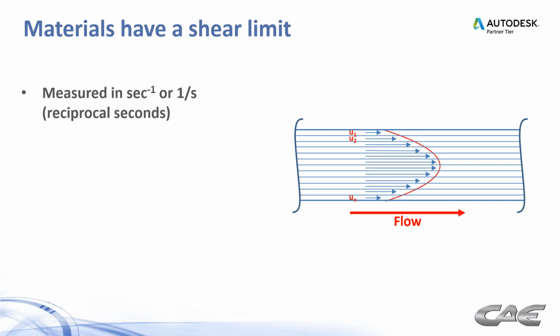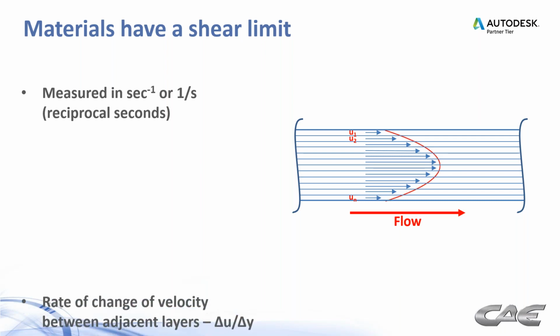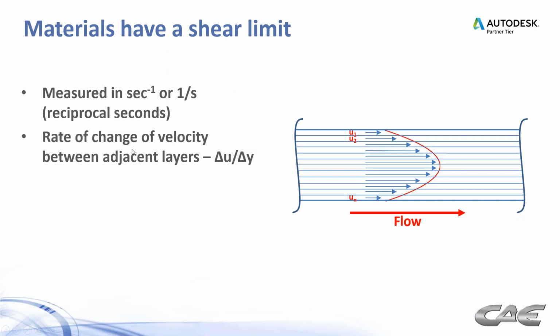Okay, so shearing is measured in reciprocal seconds. Kind of a funny name, but if you do the math, it's basically a velocity divided by a distance. So the distance units cancel and you're left with reciprocal seconds. So it's the rate of change of velocity between adjacent layers. So on the outer layers here, you see the most shear, right? Because you get the biggest changes in velocity when you go from one layer to the next.